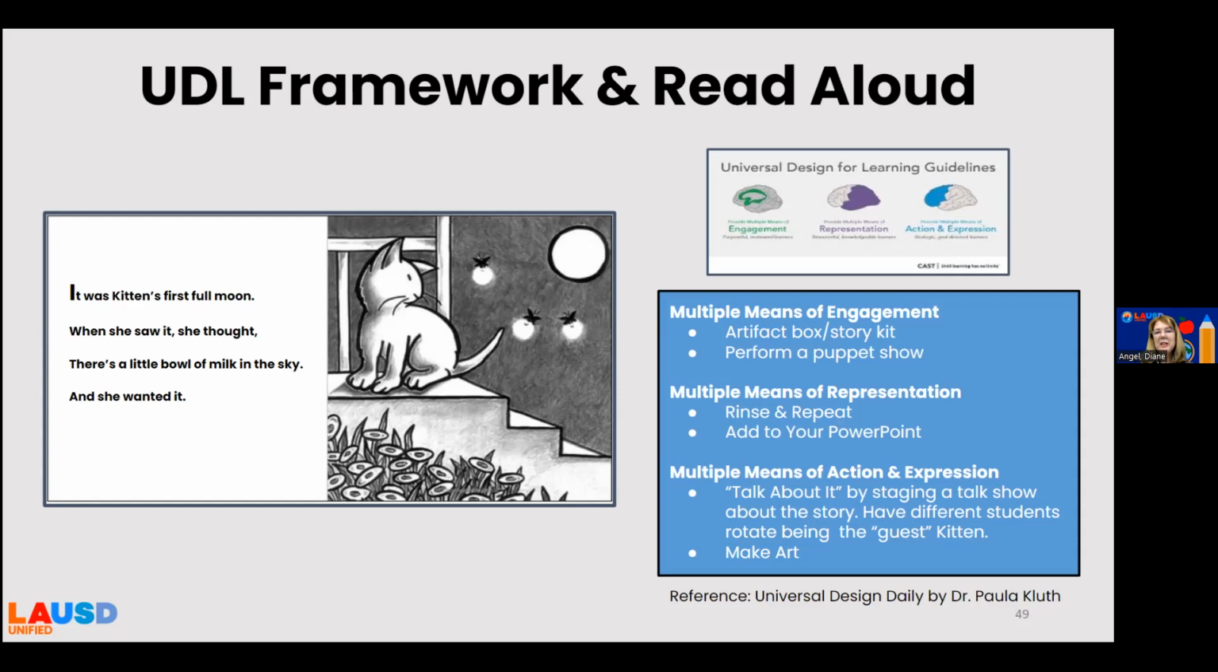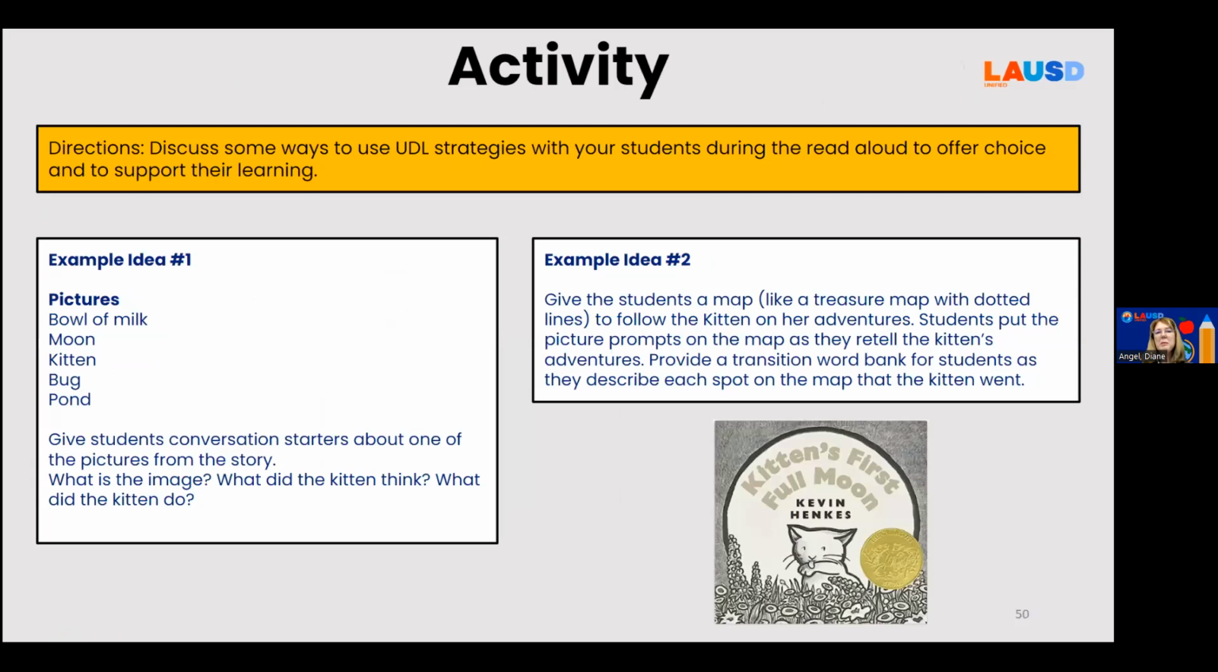Okay, now let's take a look at our activity. Please think about the ways you could use UDL strategies with your students during the read aloud of Kitten's First Full Moon. On the left side is example 1. We would need pictures of a bowl of milk, moon, kitten, bug, and pond. And you could give students conversation starters about one of the pictures from the story. What is the image of? What did the kitten think? What did the kitten do? And have the students discuss with a partner.